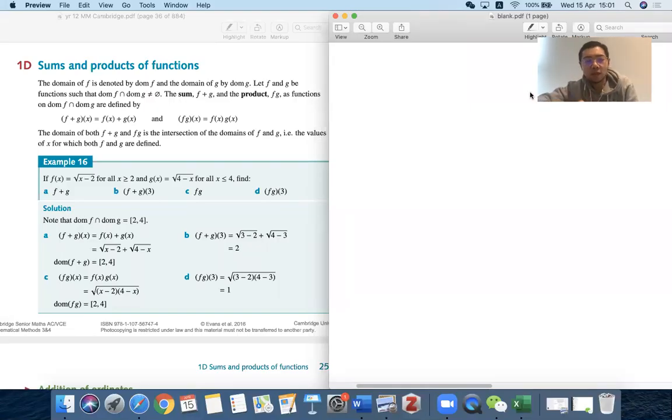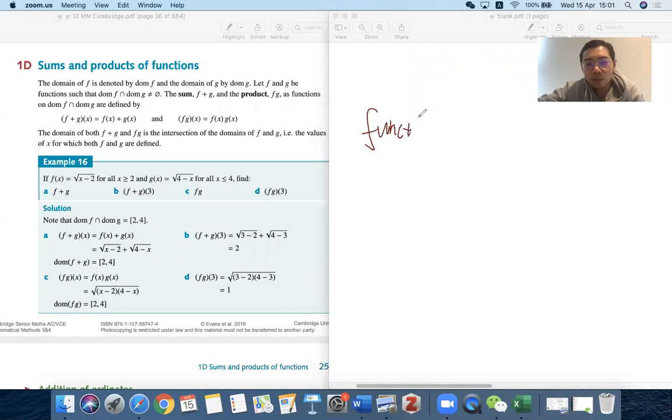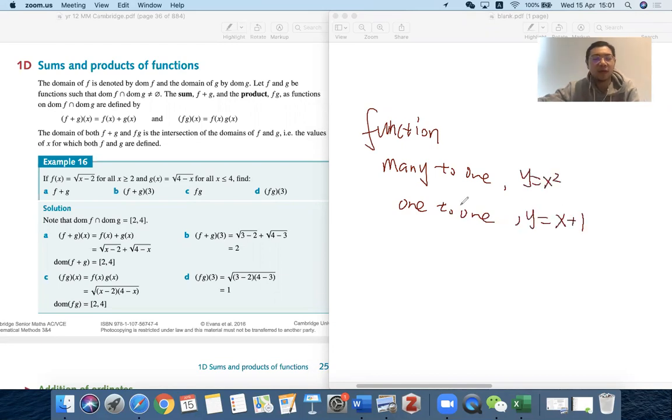For the last couple of videos, we covered what is a function, a piecewise function, what is the domain and what is the range, right? So hopefully you still remember that, and we'll just do a quick, short revision. For functions, we actually have just two types, many to one and one to one. Example: y equals x squared and y equals x plus 1, whatever. So these are the two types of functions.